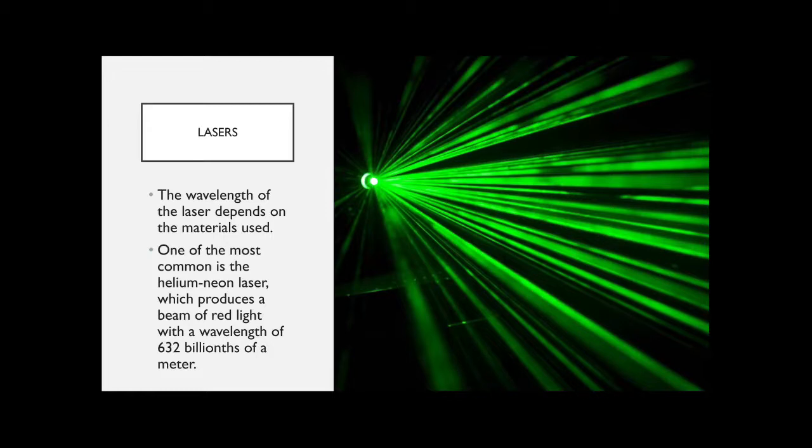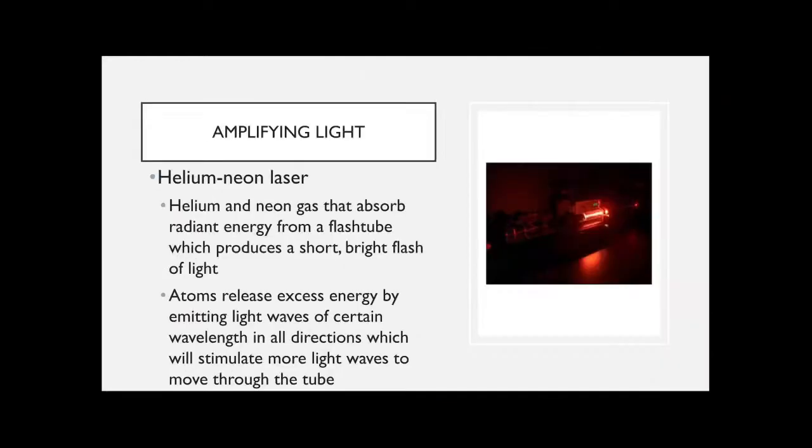So one of the most common lasers that we use today is called a helium neon laser, which makes a red light beam. The wavelength of it is about 632 billionths of a meter. So this is usually what you can see in everyday use and everyday functioning, whether it's in classrooms. I have one of these in my classroom at the end of my clicker. And a lot of people will use this in teaching.